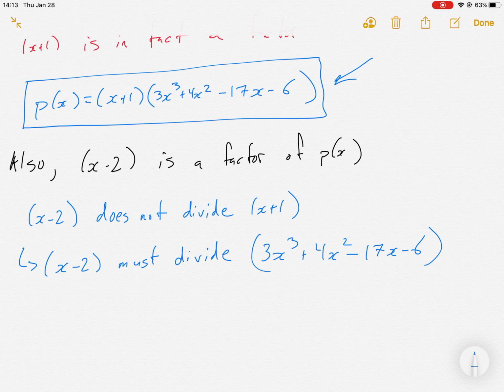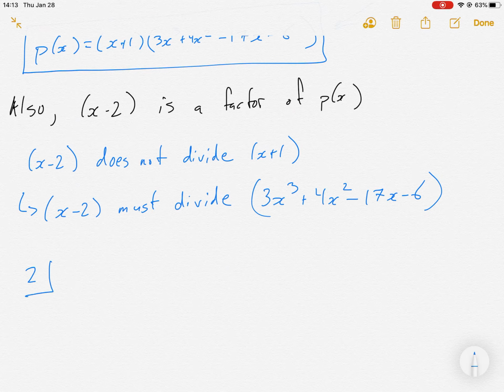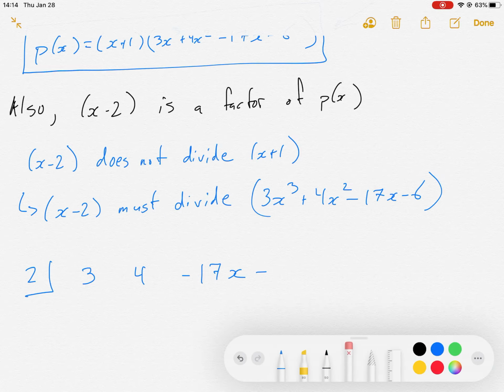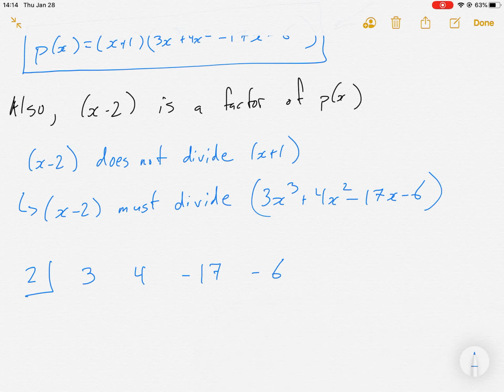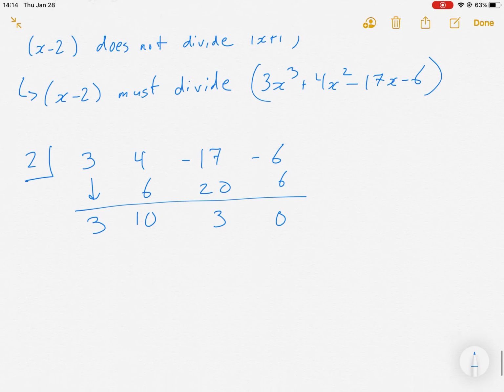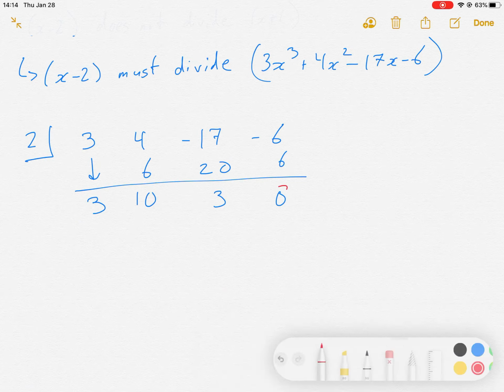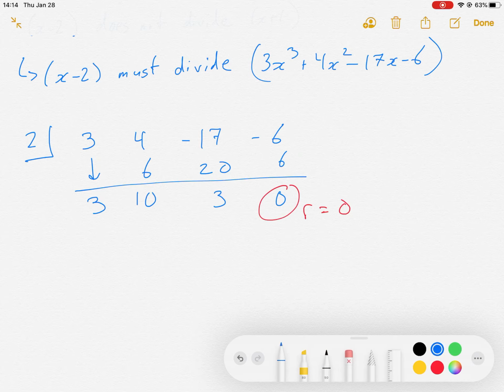So I'm going to go one step further with this polynomial, and I'm going to go ahead and do this division now. So I'm going to take 2, the 0 of x minus 2. I'm going to write down the coefficients. Whoops, I wrote down the x as well. I meant to only write down the coefficients. And let's go ahead and do division here. So 3 comes down, that's 6, 10, 20, 3, 6, 0. So now I'm left with, well, first of all, it's good that the remainder is 0. That means it is a factor. But now I'm left with 3x squared plus 10x plus 3.